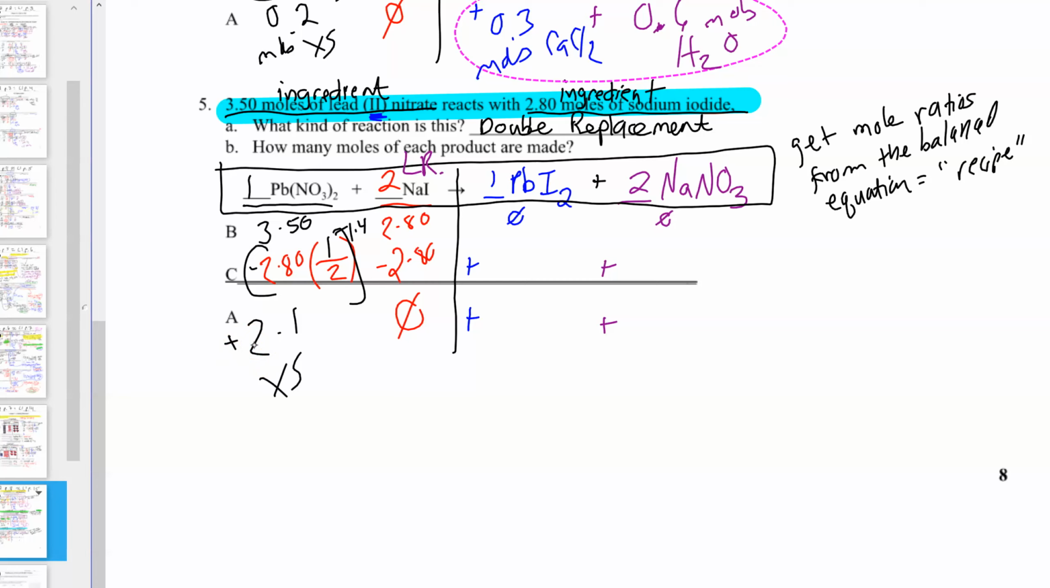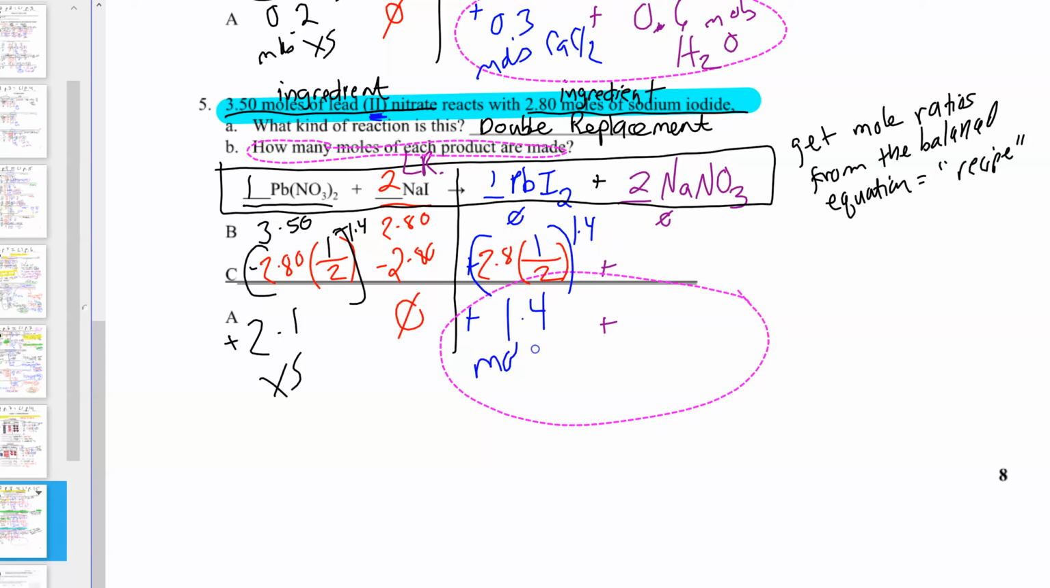Okay, now we have to figure out how many moles of each product are made. How do we solve for that? Right here. Okay, so everything's based off of that limiting reactant. So that 2.8, now we're going to take the unknown to the known. So 1 lead-2 iodide for every 2 sodium iodide. What is this number? Well, we already did that. It's 1.4. If I started with 0 and made 1.4, that means after the reaction, I'm going to have 1.4 moles of that lead-2 iodide.